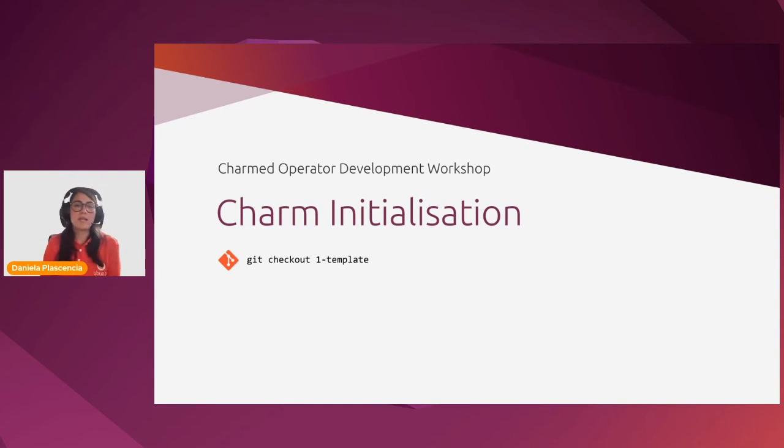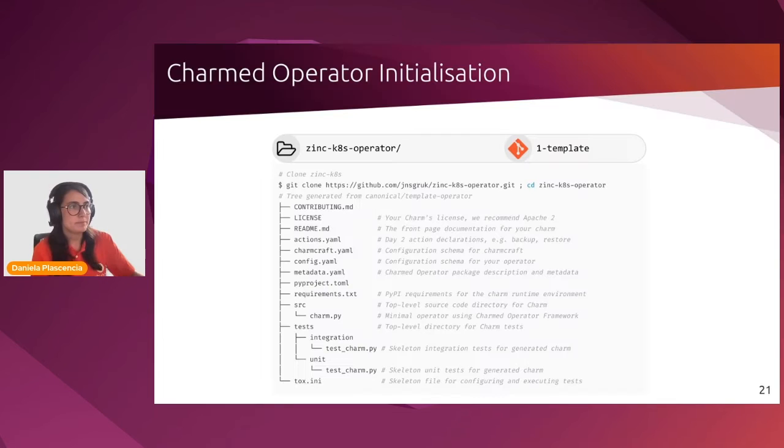All right, so let's start with the demo. And if you have cloned the repository already, for this part, we'll be using the branch called one-template. Now, if you clone the repository and change directories into that one, what you'll find is the tree that you can see here. What we have here is the standard templated tree of a charm.